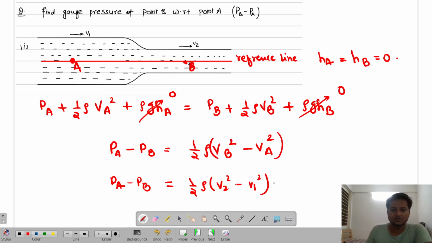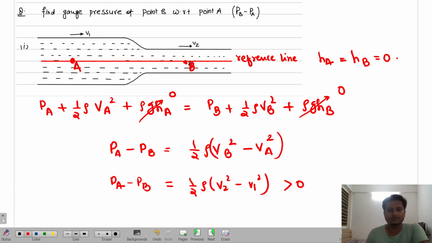Okay, so look over here, this PA minus PB is greater than 0, isn't it? So what does this mean? That pressure at A is more than pressure at B. Are you able to get me? The sign is going to change, isn't it?